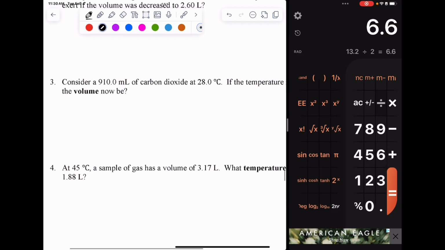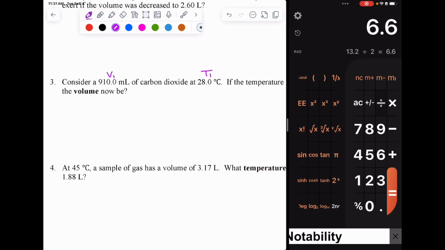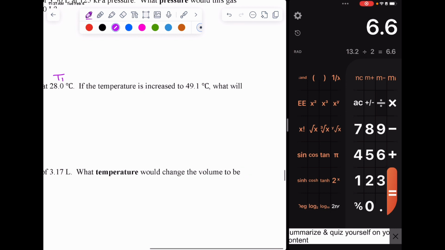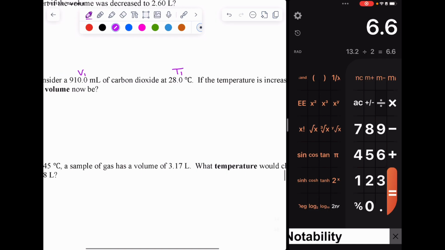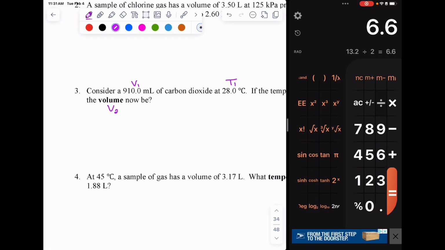Consider a 910 milliliter. So milliliters, that would be volume, right? Because liters are volume, milliliters are also volume. So we're going to label this as our V1. So consider a 910 milliliter of carbon dioxide at 28 degrees Celsius. Celsius would be temperature. If the temperature is increased to 49, so this is our second temperature, what will the volume be now? So we are going to be looking for V2.